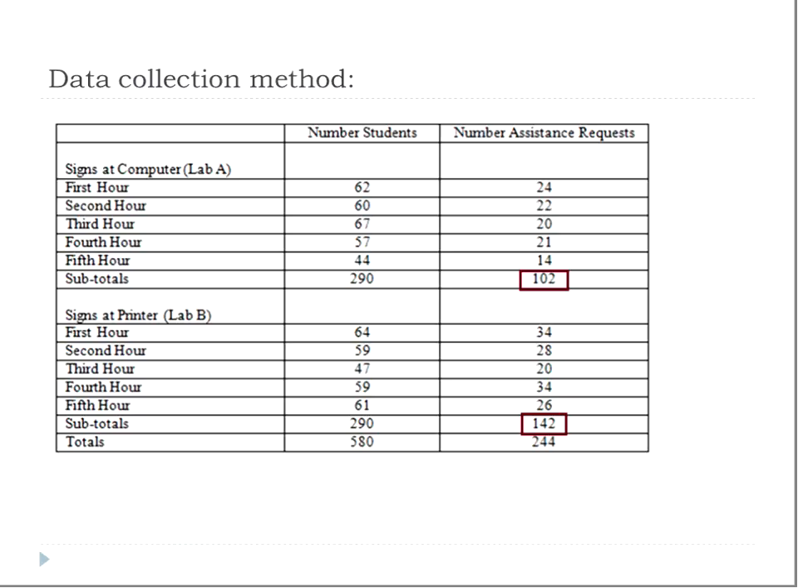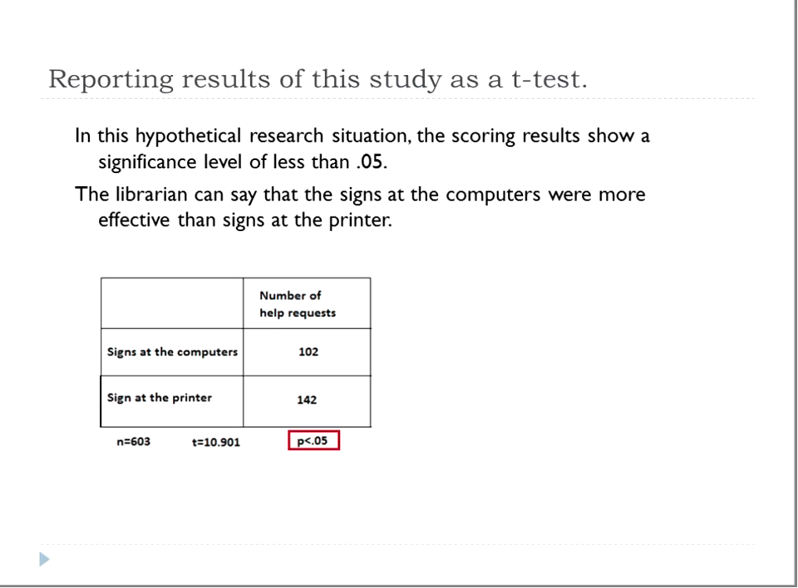The number of assistance requests where the signs were at the computer were 102 during those 5 hours, whereas in the same 5-hour period, in the lab where the sign is at the printer, there were 142. So a lot more.